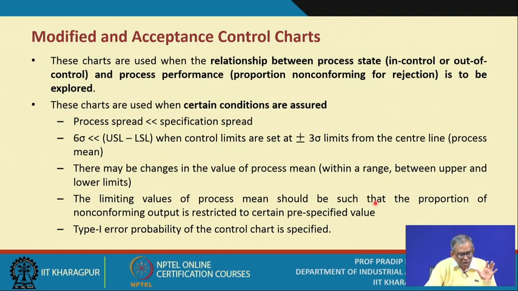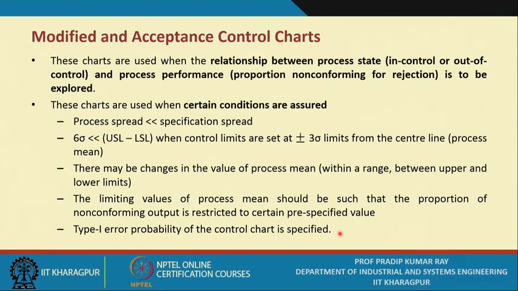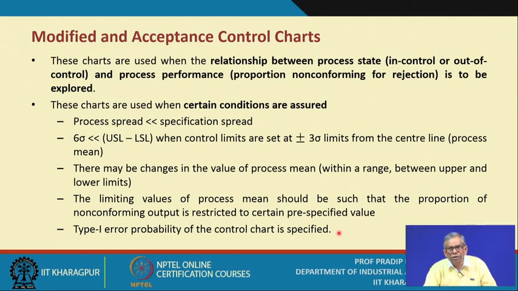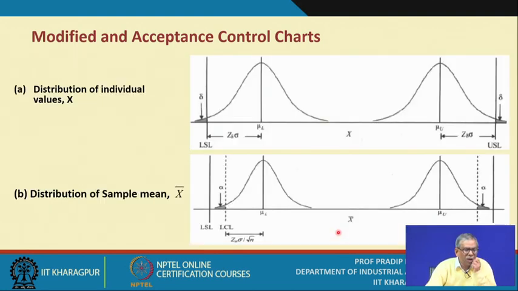Now the type 1 error probability of the control chart is specified. What is type 1 error? I have already mentioned: the process is assumed to have gone out of control, but actually it is in control. That is basically the type 1 error. Now what is this type 1 error probability? That is alpha.